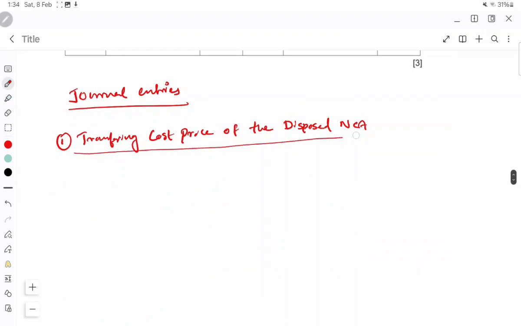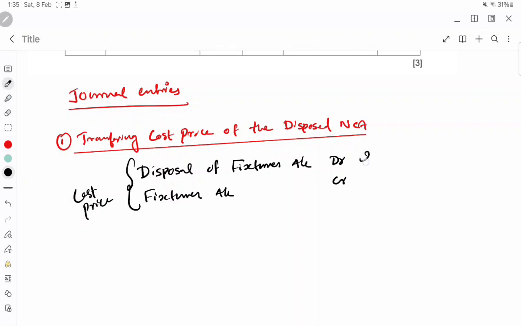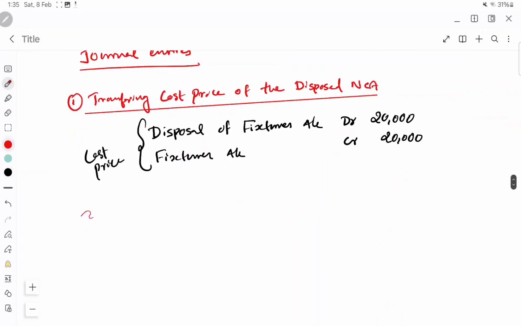So the first process is to transfer the cost price to the disposal account. The entry will be: disposal of fixtures, here non-current asset fixtures. The disposal of fixtures account will be debited, and the fixtures account will be credited. So this will be at the cost price. The cost price is 20,000, so 20,000 will be transferred to the fixtures account.